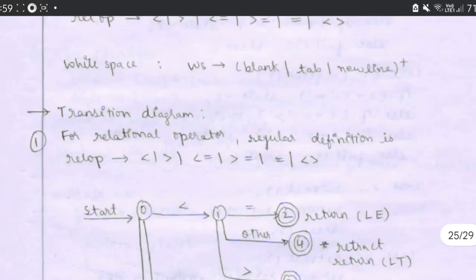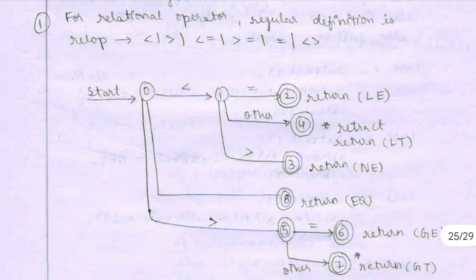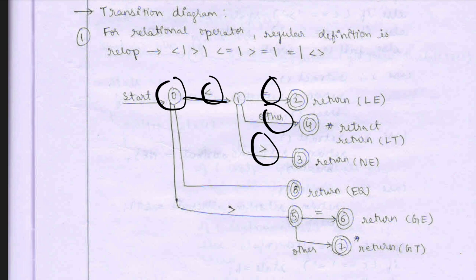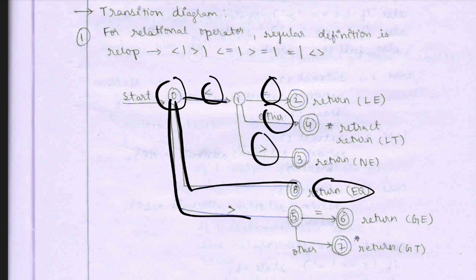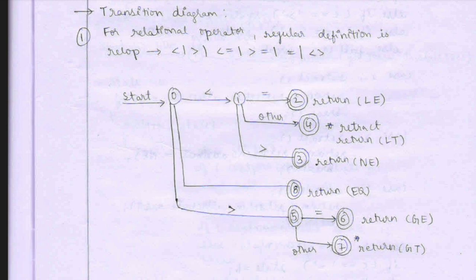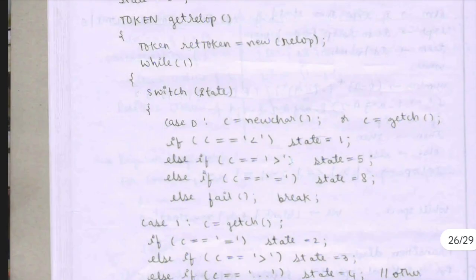So let's go to C25 and see what the different transition diagrams are. See what the relational operators are: less than, greater than, less than or equal to, greater than or equal to, not equal to. So for that we will start from here, make the automata for it, 0 and less than. Less than can be either less than or equal to, or nothing, or just not equal to, or it can be nothing, so it will be returning equal, or if it is something like greater, greater or equal to, or nothing, just greater. So these are the different possibilities, and for that we will be returning the different values LE, LT, NE, EQ, GE and GT. Okay, same goes for the keywords.